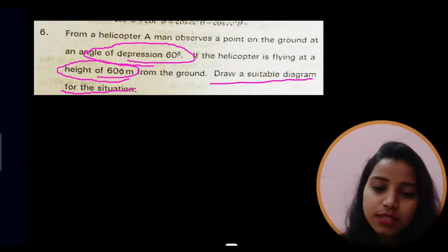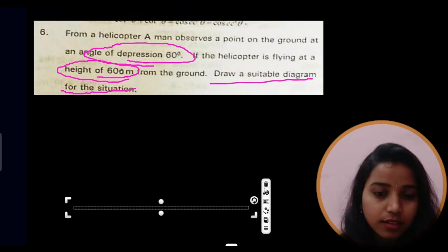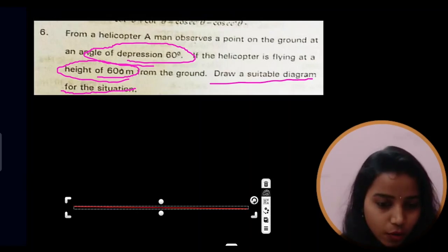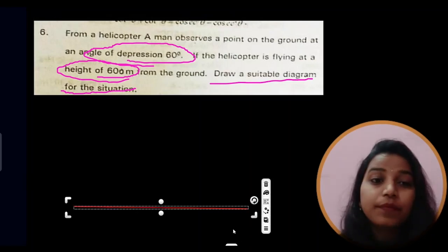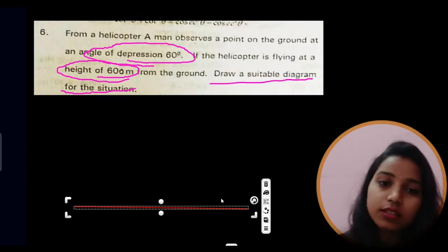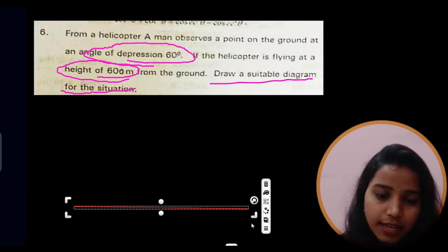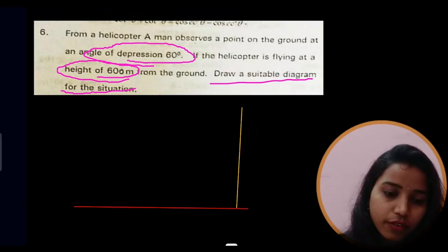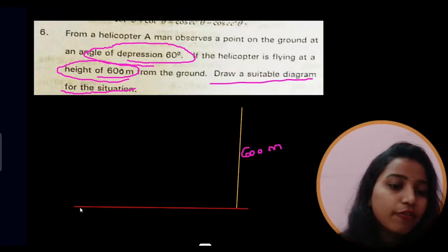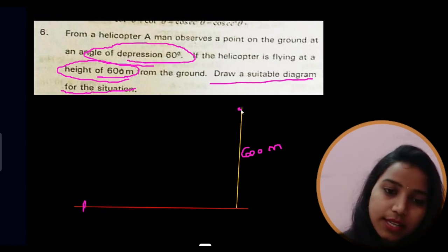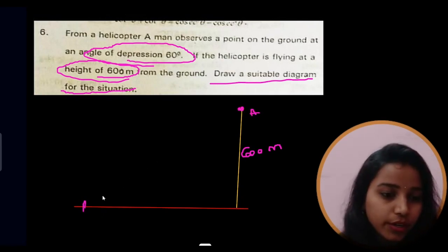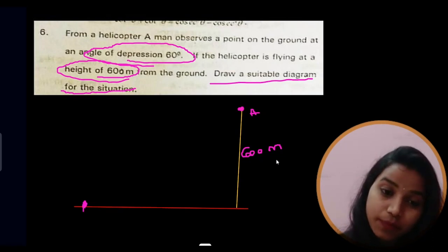So for that, I'm simply considering the ground first. Here I have considered a ground, and at what height this helicopter is flying, it is 600 meters. So I'm just taking a helicopter. This is 600 meters from the ground, and from this point he is observing a point. At what angle of depression is he watching?